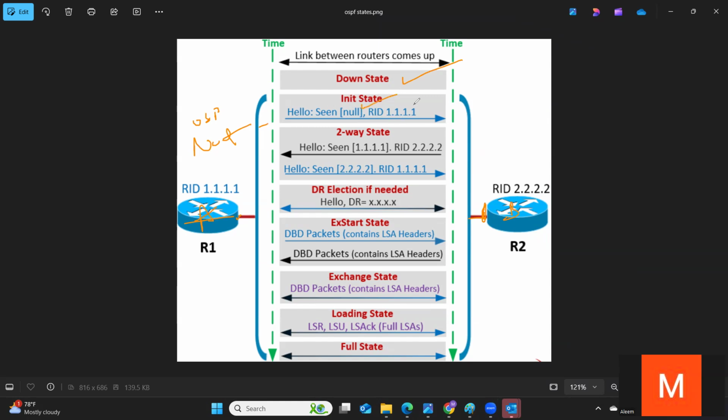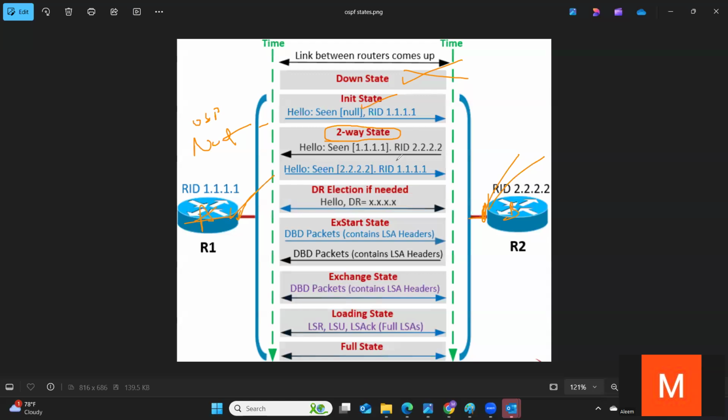That is also the init state. Until we configure the neighbor router, you can assume down state. Once we configure this router and we haven't configured the neighbor router, that is init state, but this router is sending the hello messages every 10 seconds. Apart from that, once we configure both ends and advertise, they start to establish neighborship. That is the two-way state.